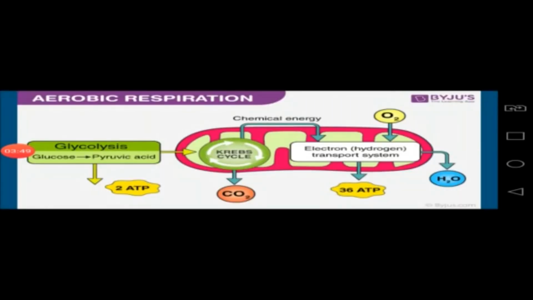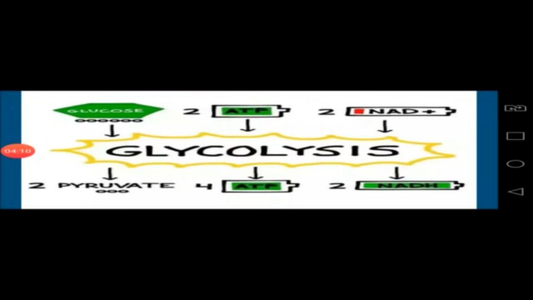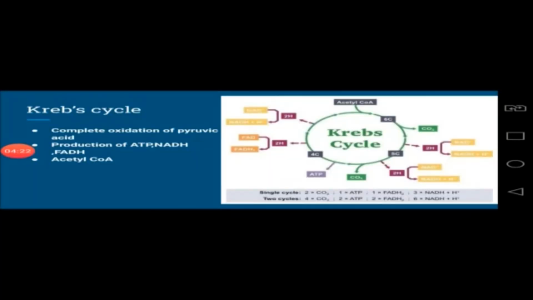Firstly, we will talk about glycolysis. As we can see, glycolysis takes place outside the mitochondria, that is in cytoplasm. Oxygen is not involved in this process, and the glucose is broken down to two molecules of pyruvic acid, and as a result, two ATP molecules are produced. As you can see, glucose is being converted into two pyruvate molecules, and as a result, two ATP molecules are produced. The second step is Krebs cycle.